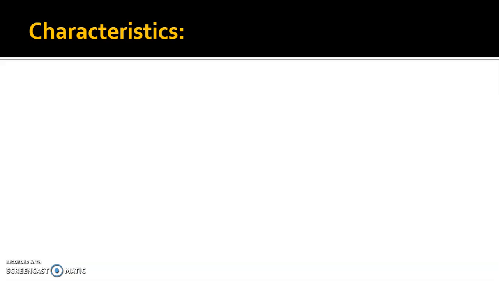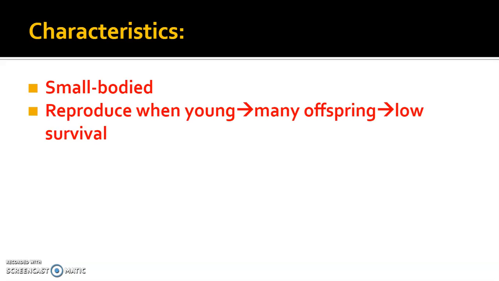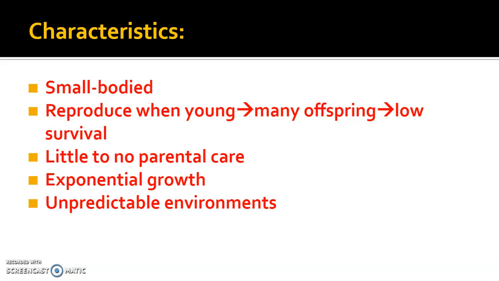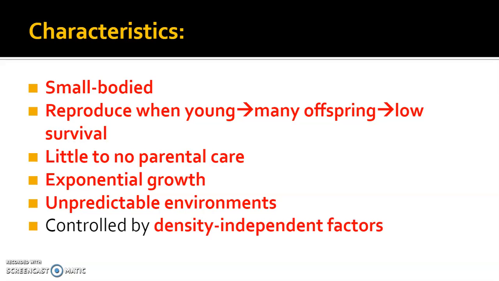So what are some characteristics of R strategists? They are normally small-bodied. They reproduce when they're young, have many offspring with a low survival rate. There's little to no prenatal parental care, and they have that exponential growth. So if those conditions are favorable, boom, all of a sudden you have many of these organisms. And they do like unpredictable environments because that gives them that advantage to reproduce fast and reproduce plentifully. And it is controlled by density independent factors.